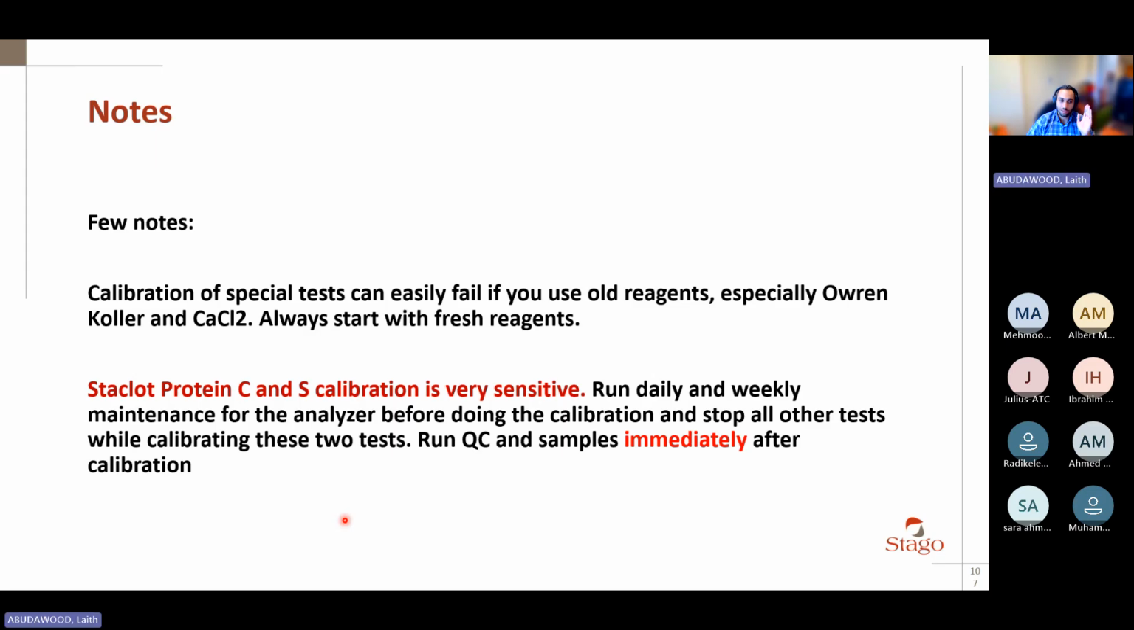Stacklot protein C and S are especially notorious for failing if you do not maintain your machine well before you run them, if you do not use fresh reagents, if you do not take care of your machine and it's just sleeping there, no one is doing daily maintenance, no one doing weekly maintenance, you will not have a good time with these reagents. So advice is, when you use Stacklot protein C and S, okay, do the maintenance before you run them. Make sure you use all fresh reagents. Immediately after calibration, run a QC and patient samples. Otherwise, you will have another very pleasant time with these two, I promise you.